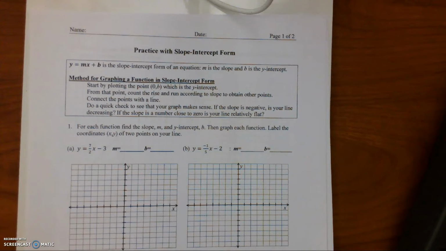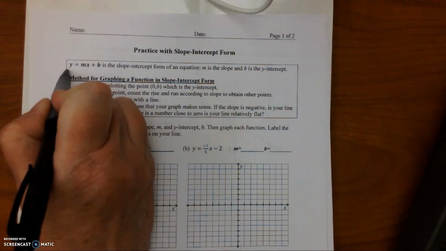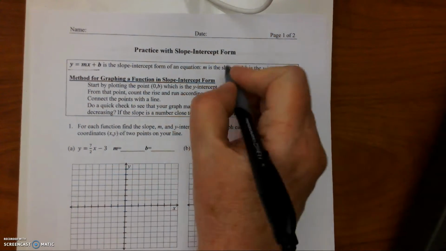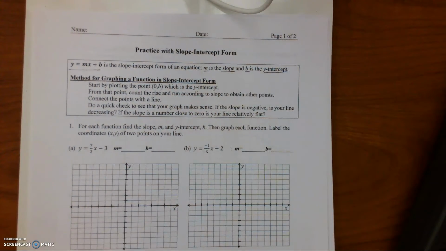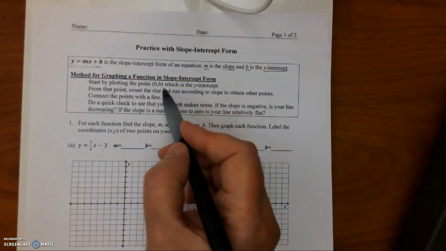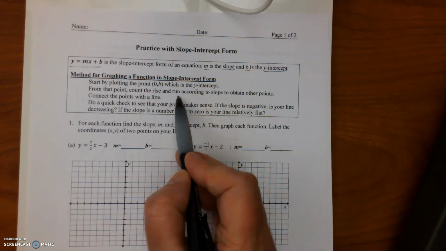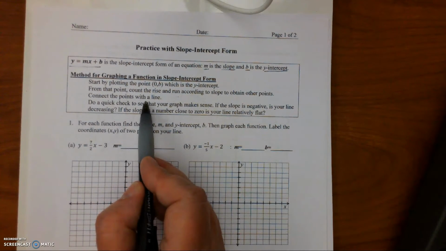This is an instructional video on practice with the slope-intercept form. This is the equation, y equals mx plus b, and m is the slope, and b is the y-intercept. You start by plotting the point (0, b), which is the y-intercept. From that point, count the rise and run according to the slope to obtain other points. Connect the points with a line.